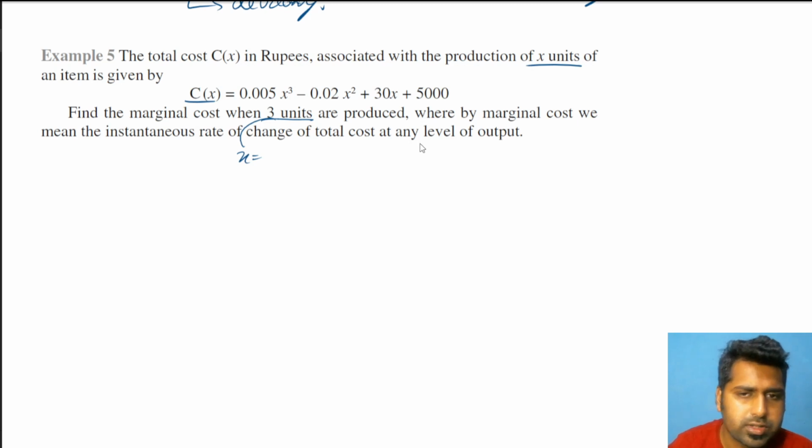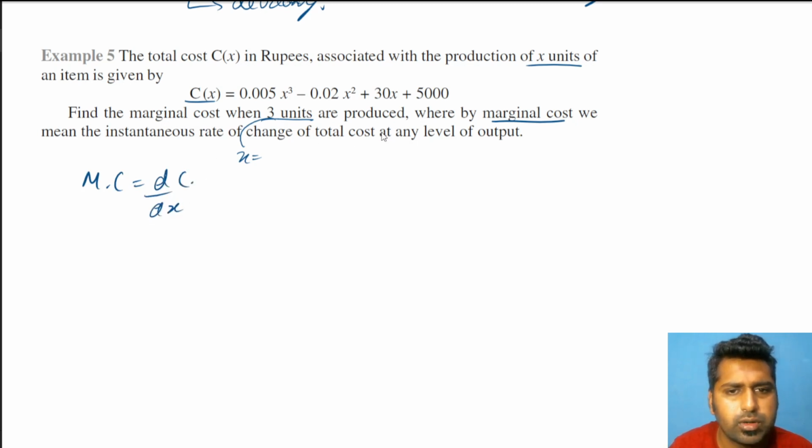Now marginal cost, first of all you need the effective meaning, but I'll write it directly. Marginal cost is nothing but dC by dx, rate of change of total cost with respect to X. That's it. You need only this. That means you have to differentiate. So in order to get the marginal cost, this is your formula. Directly remember this if the question comes for marginal cost.